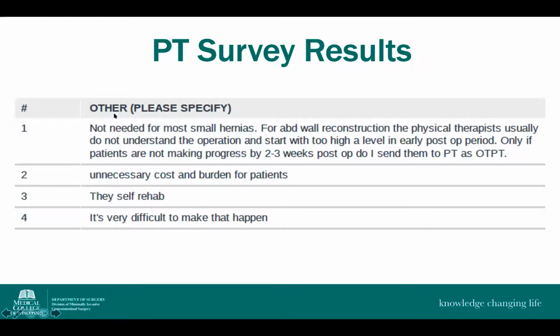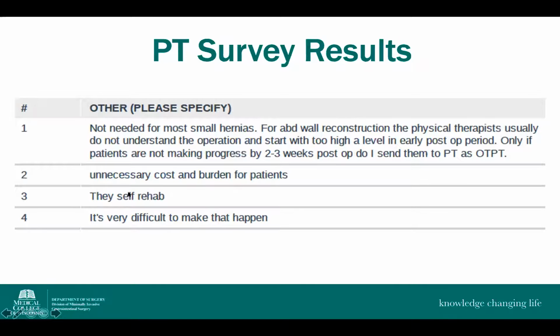So we had several responses to this, but just to highlight some of them, one of the first responses was that it was not needed for small hernias. One interesting thing this person said was, for abdominal wall reconstruction, the physical therapists do not understand the operation and start with too high a level in the early post-op period. I think that's a really interesting comment and highlights the importance of really collaborating with physical therapy, and how Winnie had mentioned sharing the protocol with physical therapy as opposed to just letting them work totally independently. Communicating so that they know what you want is an important thing.